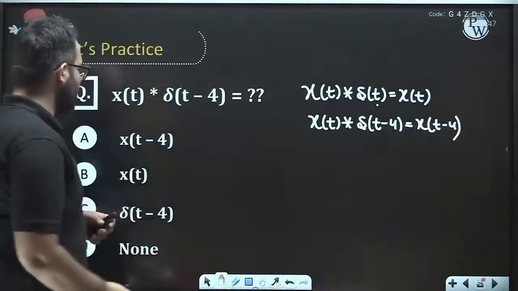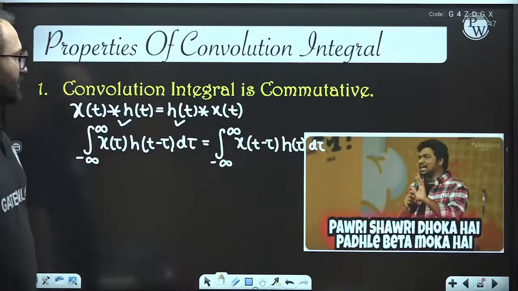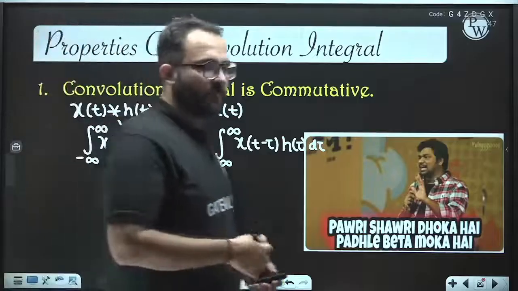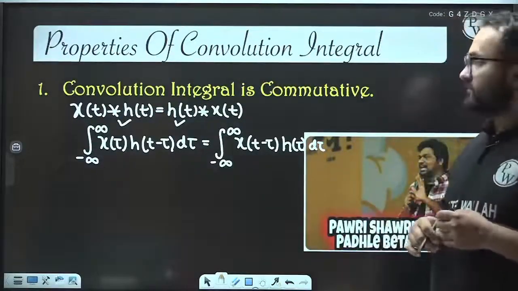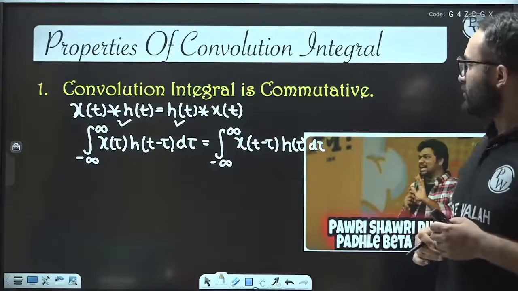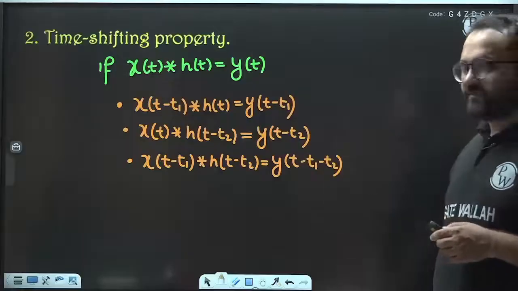Okay, so this will be x(t-4). Okay, great. So this is how the time shifting property can be used in the convolution with delta functions. We have already seen that the convolution integral is commutative. We have seen the time shifting property.